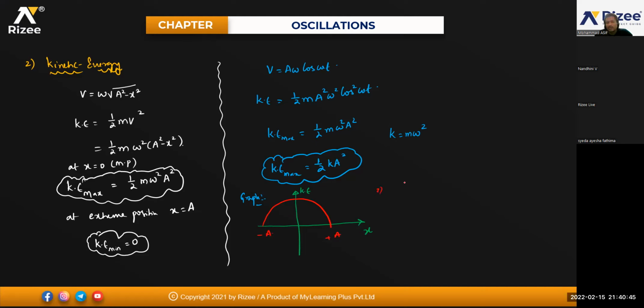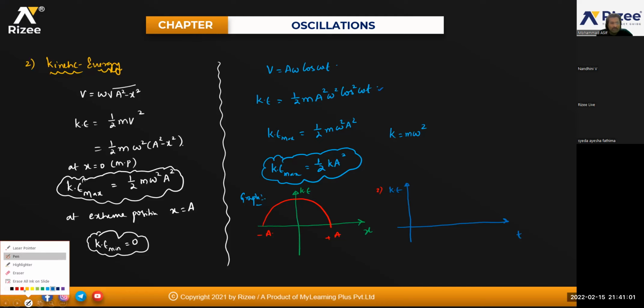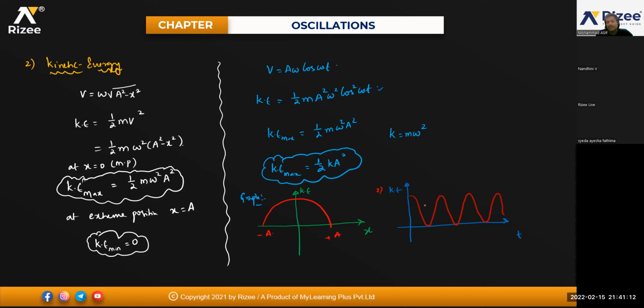Okay, next one. If I'm drawing a graph of kinetic energy versus time, as it is a cos function, I can write this graph as something starting from cos like this. This will be your cos function graph. So here the time will be T by 4, and here this will be maximum at your T by 2. This will be your 3T by 4, and this will be equal to your T.